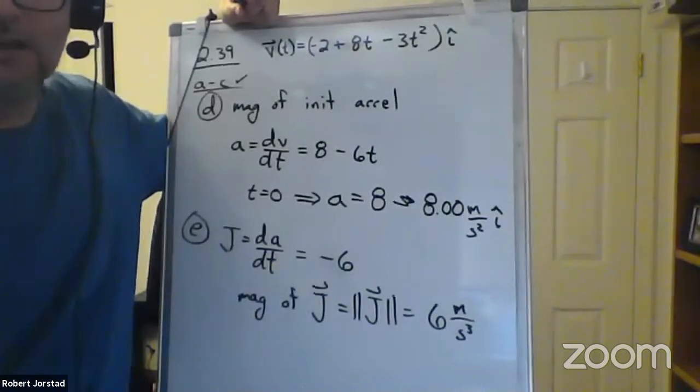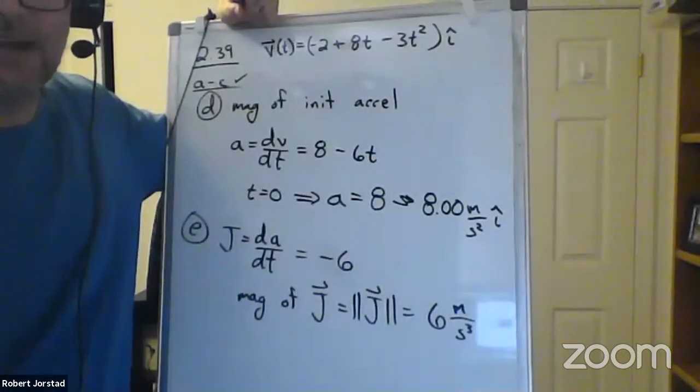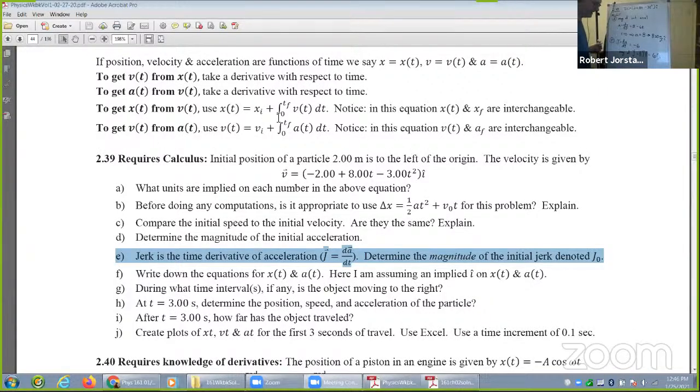All right, let's go back and see the next part. So now we've done all the easy stuff. We've done parts A through E. Actually, we did part of F already, didn't we?